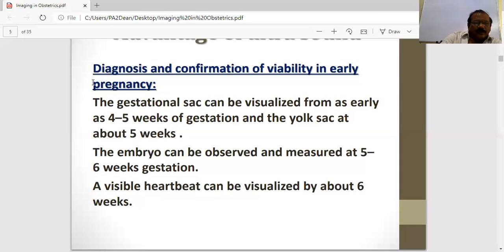The advantages of ultrasound are diagnosis and confirmation of viability of early pregnancy. By ultrasound, the gestation sac can be visualized from as early as 4 to 5 weeks of gestation, and the yolk sac at about 5 weeks. So we can diagnose pregnancy as early as 5 weeks. The embryo can be observed and measured at 5 to 6 weeks, and a visible heartbeat by about 6 weeks.